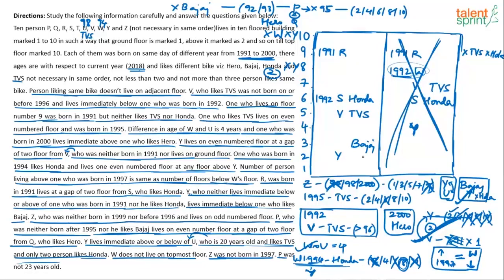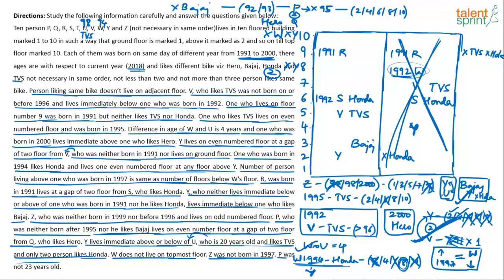And Y does not like Honda. Remember, Honda cannot come here. This is with regards to case 1 itself, right? Honda cannot come in this space. So if Honda cannot come, and Bajaj also cannot come here, because Bajaj and Bajaj cannot be neighbors, Y will either like Hero or he will like TVS. Y either likes Hero or TVS. Keep that in mind. Okay. We know that Y was immediately above or below U. That also we know.